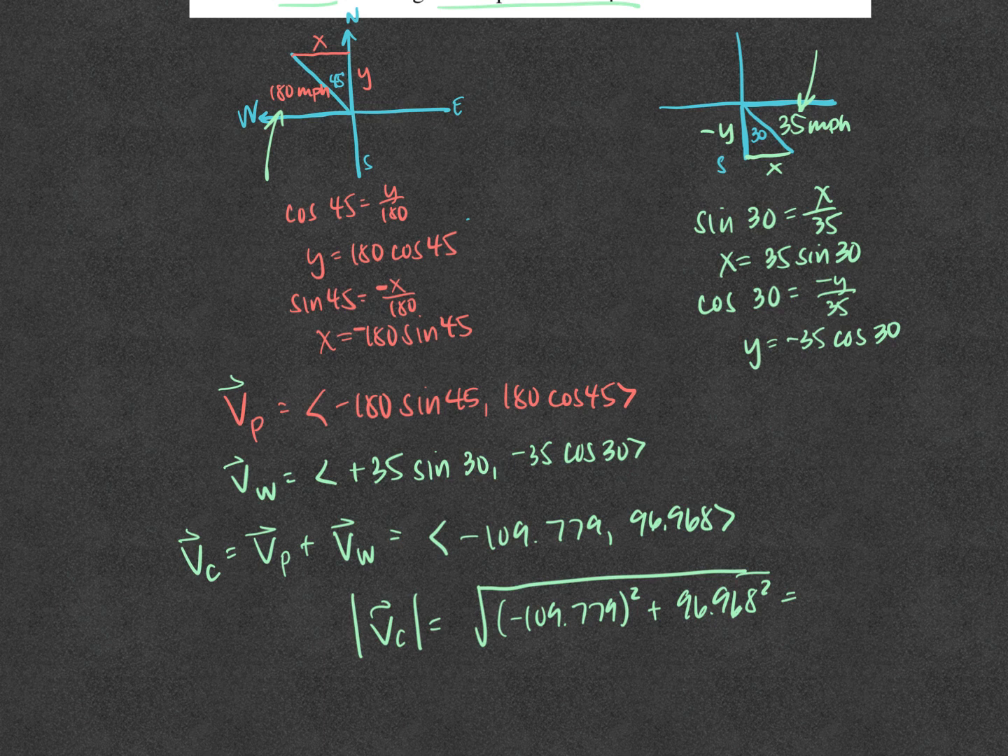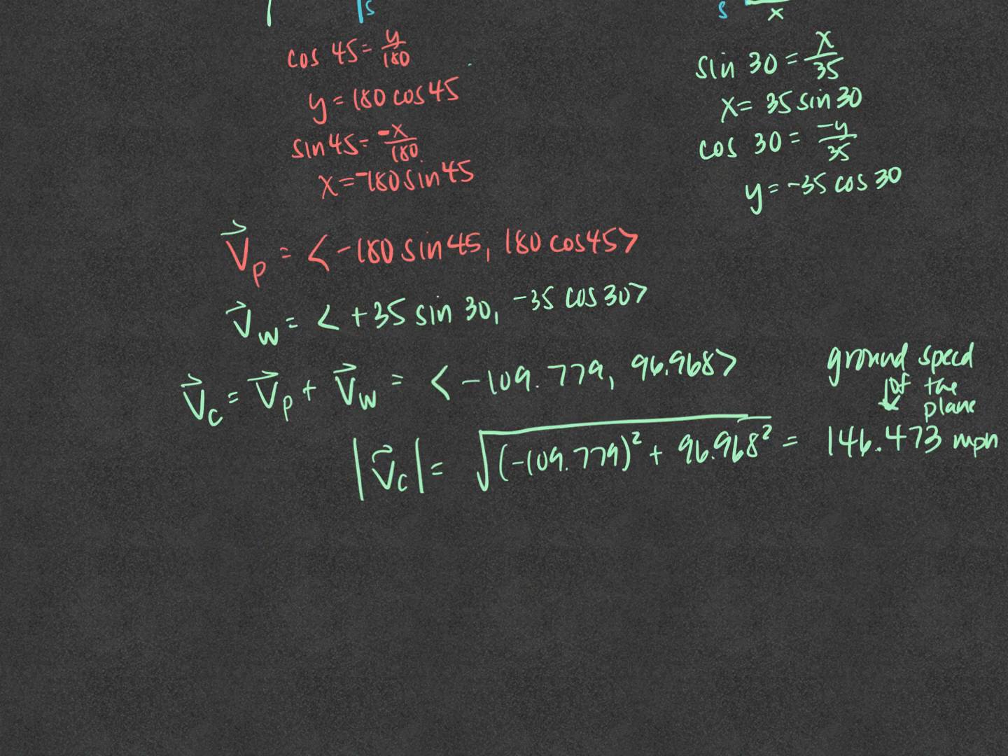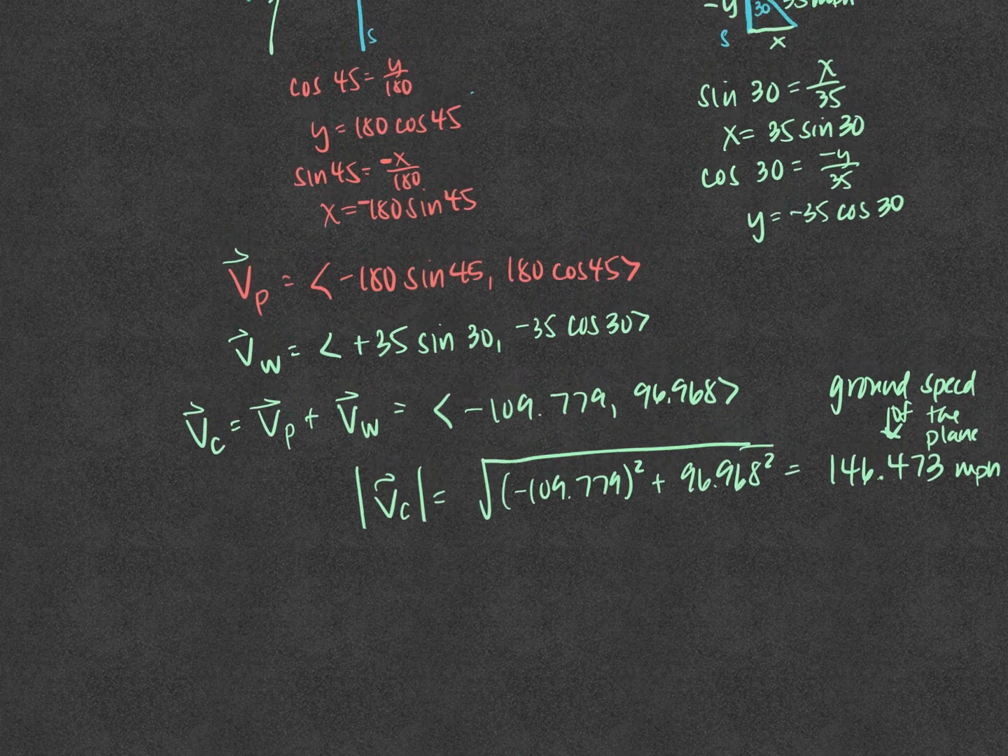So when you take the squares and the addition of it, and then take the square root of it, all that stuff, we get 146.473, and that's in miles per hour. This is the ground speed of the plane. Now we're going to look at this on the graph.